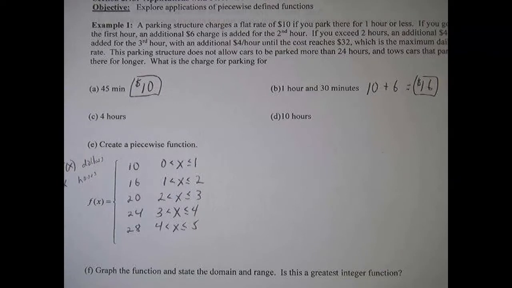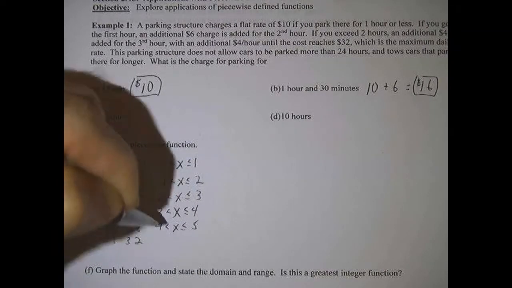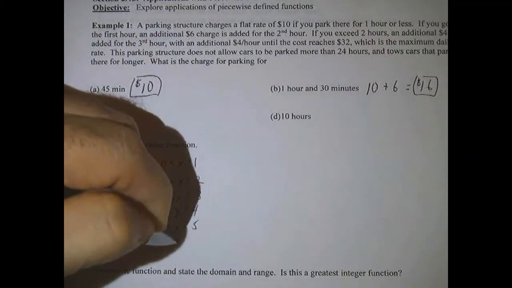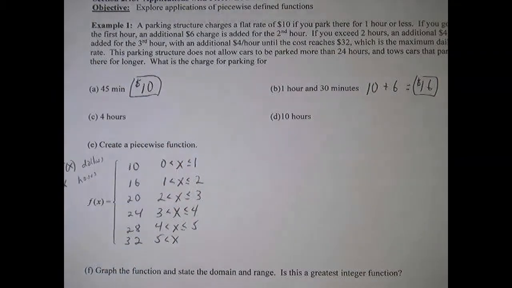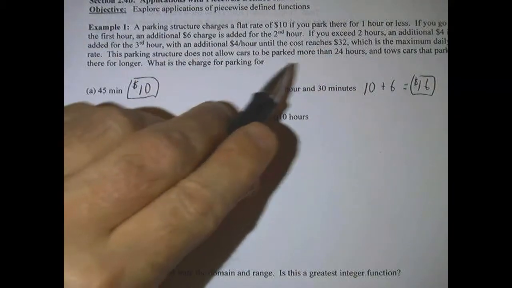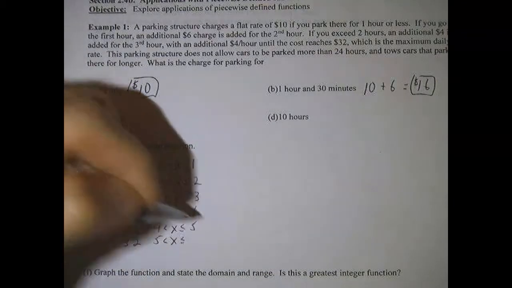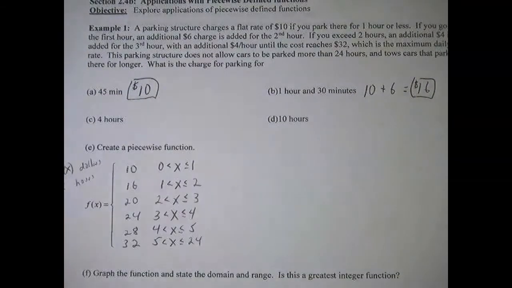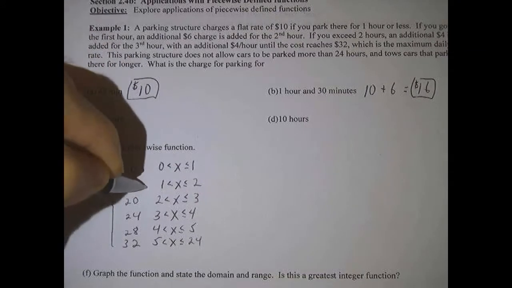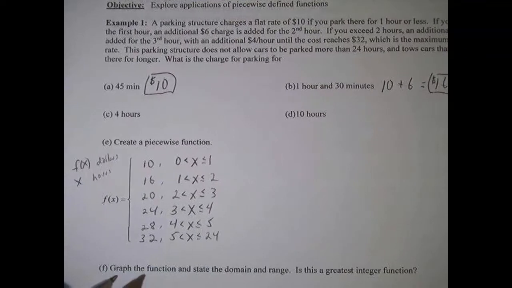As soon as you go over 5 hours, you get up to the maximum, which is 32. So this is whenever x is greater than 5 hours, but you can't stay for more than 24 hours. More than 24 hours you're towed, so you can stay for exactly 24 hours. So from 5 to 24 hours, you're going to pay the fee of $32. Okay, so there's the function. Remember, a different rule for each part of the domain. And now let's answer these other questions.